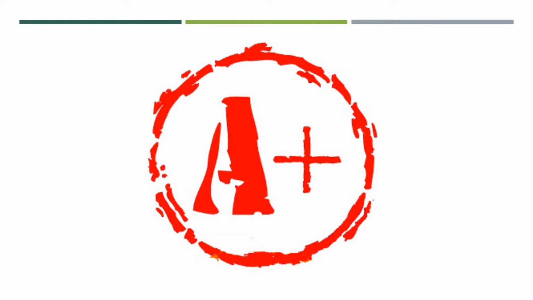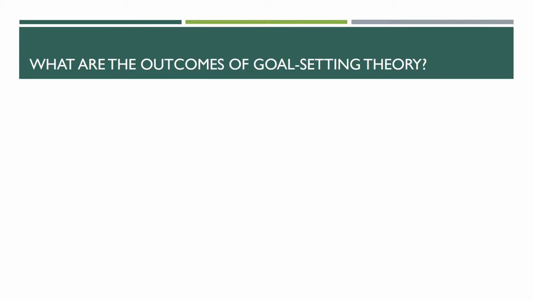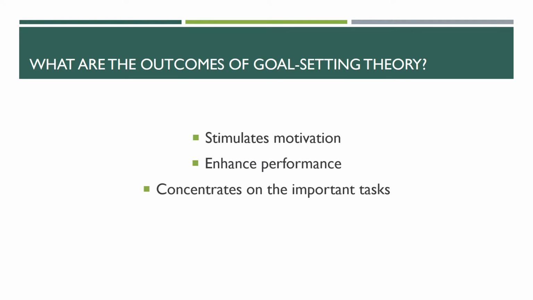What are the outcomes of goal setting? It helps and stimulates motivation. It improves and enhances performance, concentrates on the important tasks, and helps increase persistence. If you set a goal, you perform better than those without a goal. The same concept is applied when a person has a goal and when they don't have one.